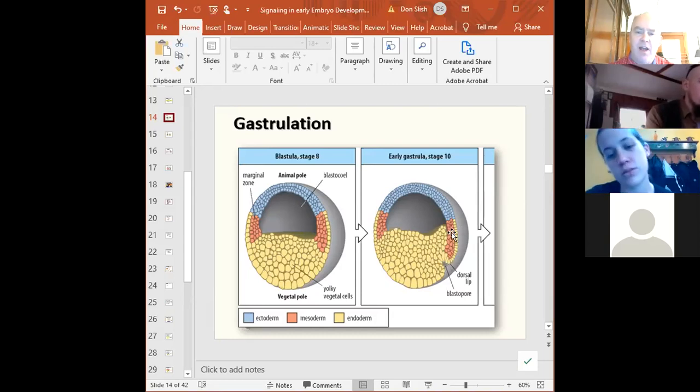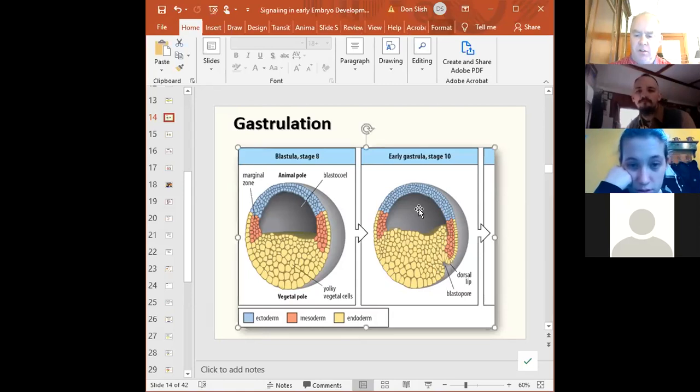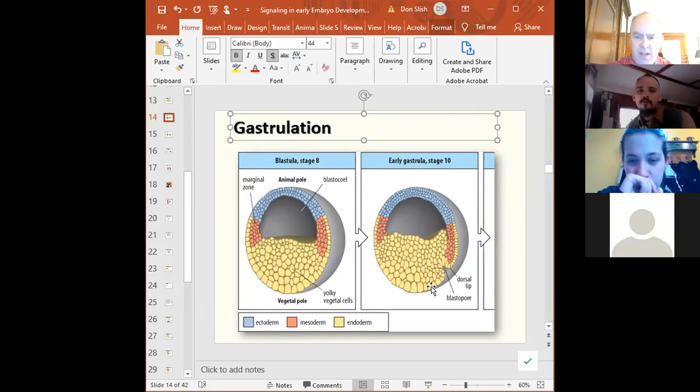So what's going to happen now is as these cells are dividing, these mesodermal cells are going to come inside and then crawl up that way. So we'll have both mesodermal and endodermal.